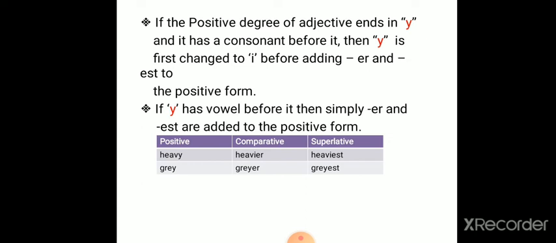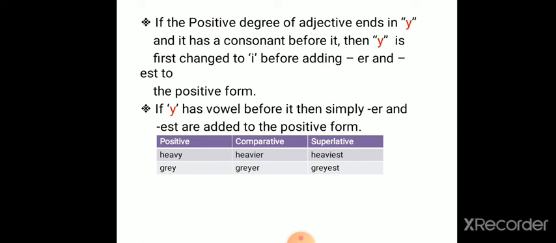If the positive degree of adjective ends in y and it has a consonant before it, then y is first changed to i before adding er and est to the positive form. Now see how it happens. Like some words end with alphabet Y, but the rule says that if the word ends with alphabet Y, but before that Y a consonant is there, then what we have to do? We have to change that Y to IER. That means in place of Y, I will come in comparative degree and superlative degree, and after that we have to add er and est. That means er in the comparative degree and est in the superlative degree.